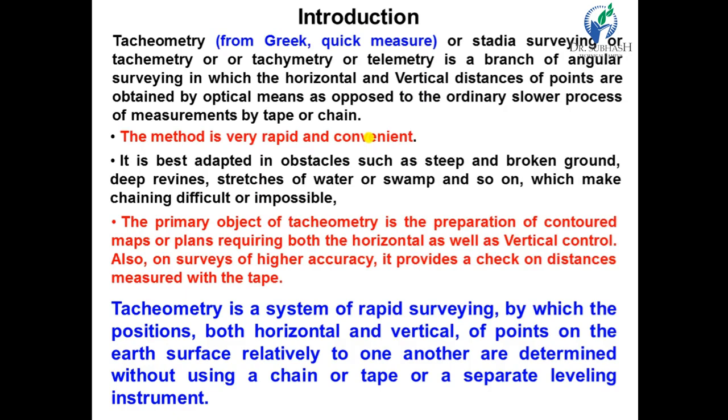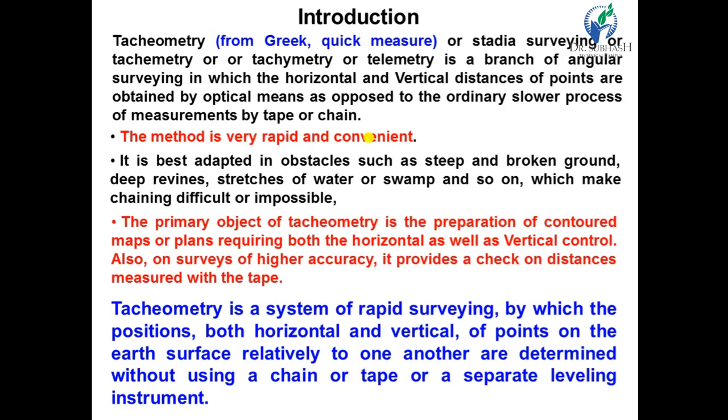It is the branch of angular surveying in which the horizontal and vertical distances of points are obtained by optical means, as opposed to the ordinary slower process of measurement by tape or chain. This method is very rapid and convenient. It is generally used where obstacles such as deep and broken ground, deep ravines, stretches of water, and swamps make chaining difficult or impossible.